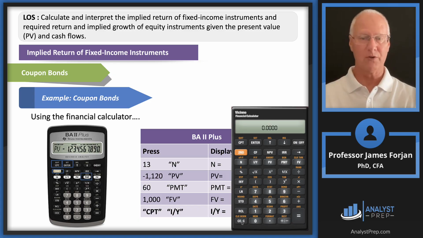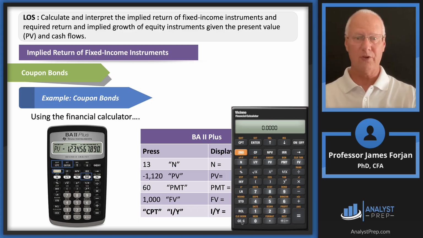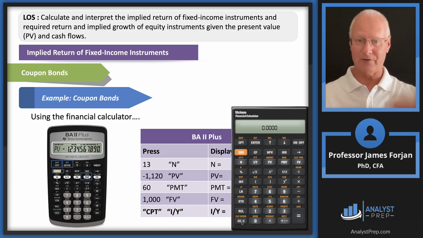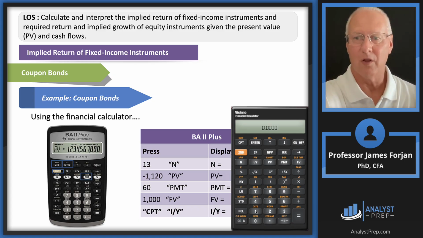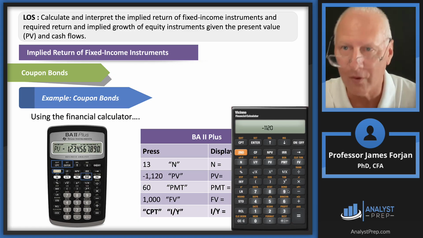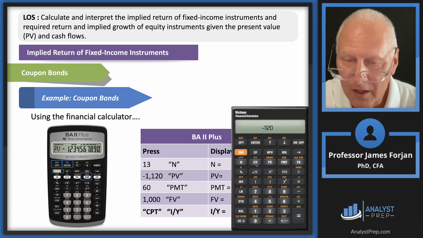Now, just a word of caution. You know, of course, that on a multiple choice question on the exam, the Institute is going to have answer A with an N of 7, answer B with an N of 13, and answer C with an N of 20. So make certain that you put 13 in there for your N. So I'll do 13 is N, and 1120, make that negative.